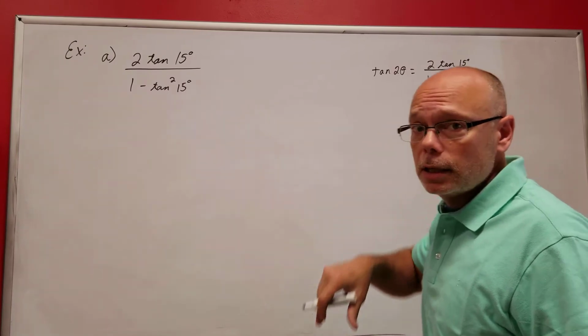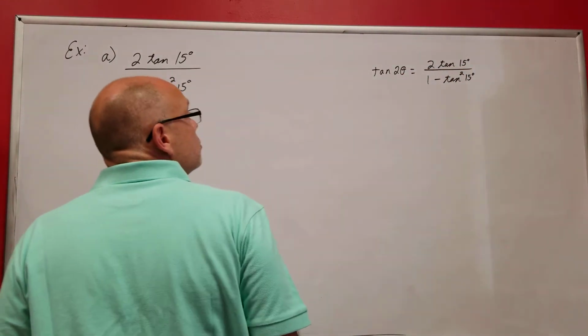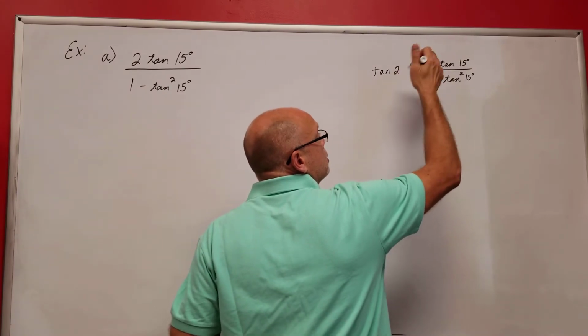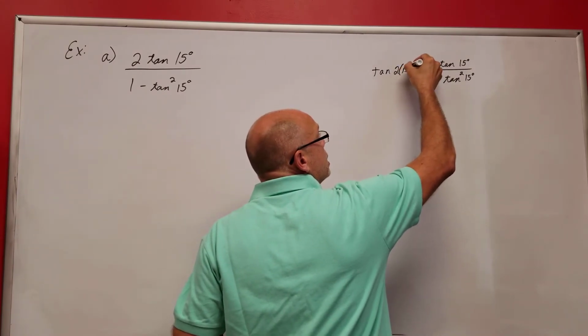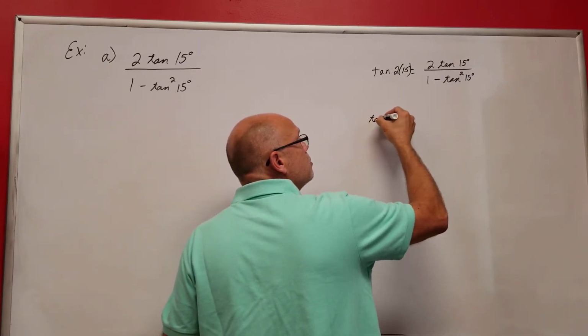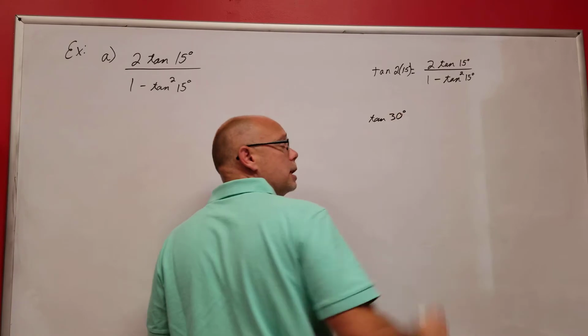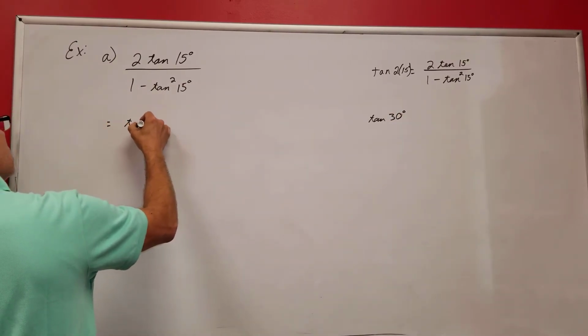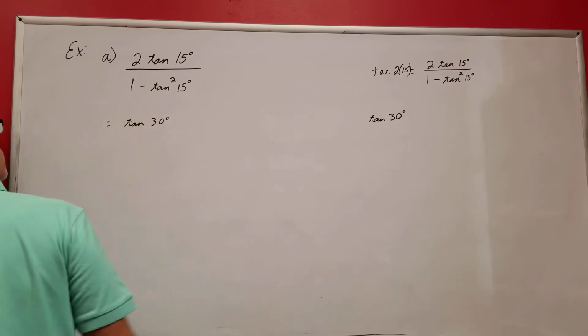So what do I do then? I say that, okay, well this needs to be what? 15 degrees as well. Theta's 15 degrees. So what's 2 times 15 degrees? That'll be tangent of 30 degrees. So this thing will be equal to the tangent of 30 degrees.